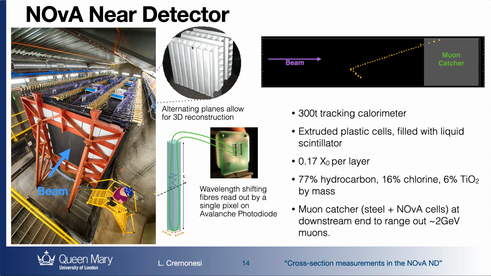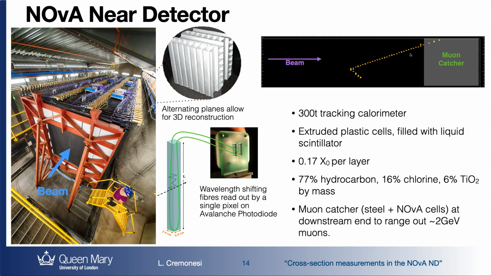And it's made of these extruded plastic cells. So you can see the plastic cells right here, and these are filled with liquid scintillator. What that means is that in each of the cells, when a particle goes through the cell, it emits scintillation light through the liquid scintillator, and then the photons are collected by this wavelength shifting fiber, that then brings it to our electronics, basically. And if you want to see how this looks like, each of these cells will become a sort of pixel in this diagram right here in the top right.